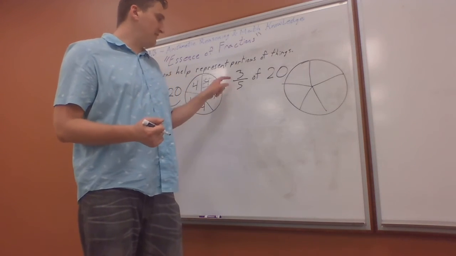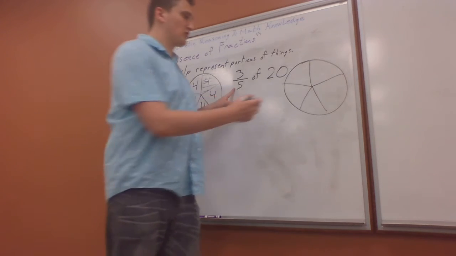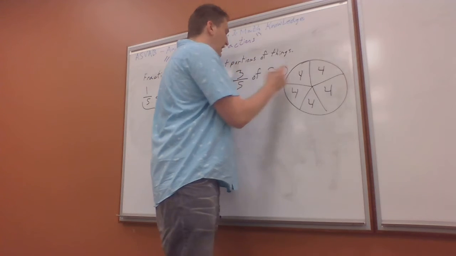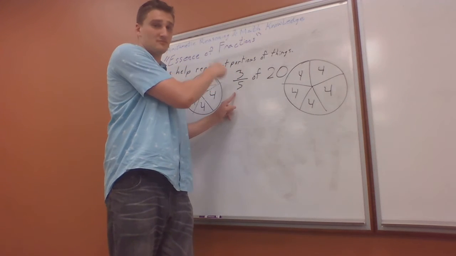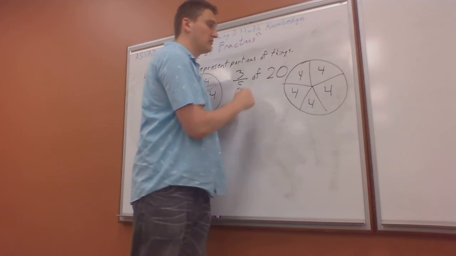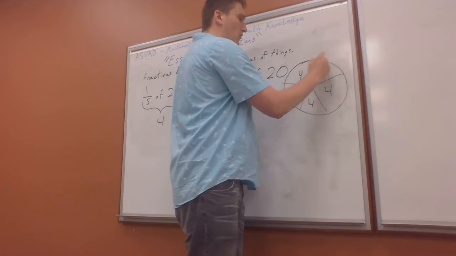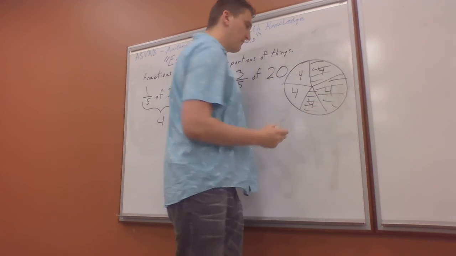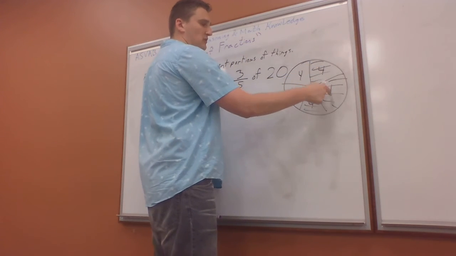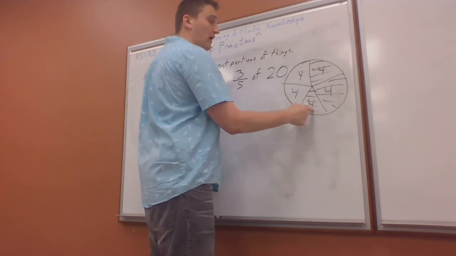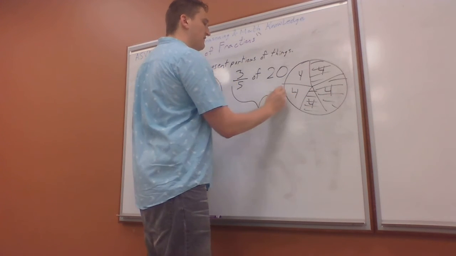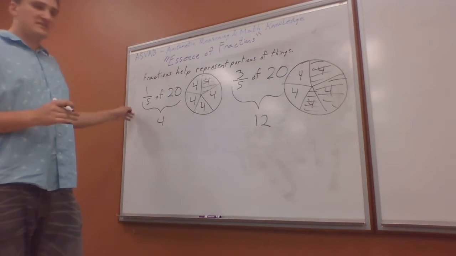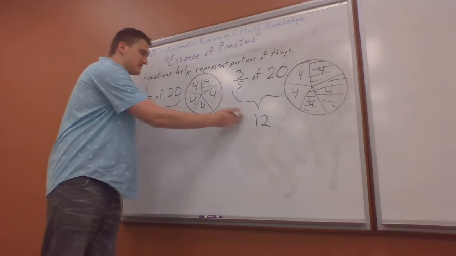So that means if I had 5 groups of something, each group is going to be 4. Okay? Now I want 3 of those groups. 3/5 means I have 3 of those groups. So I'll take that group, and that group. So the size of each one is 4, so 4, 8, 12. That means 3/5 of 20 would have to be 12. That makes sense.